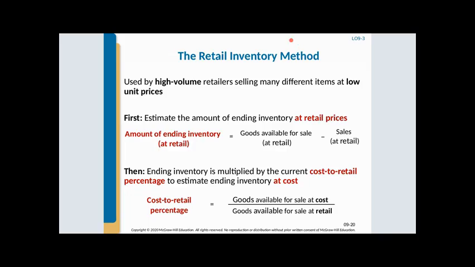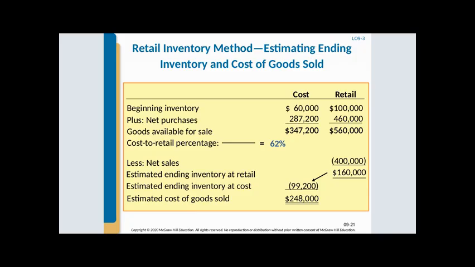Another method is the retail inventory method. This is more like an average that we're using to estimate, again, ending inventory. So let me just show you the example. For example, we have our beginning inventory at cost and retail, plus our net purchases at cost and retail.